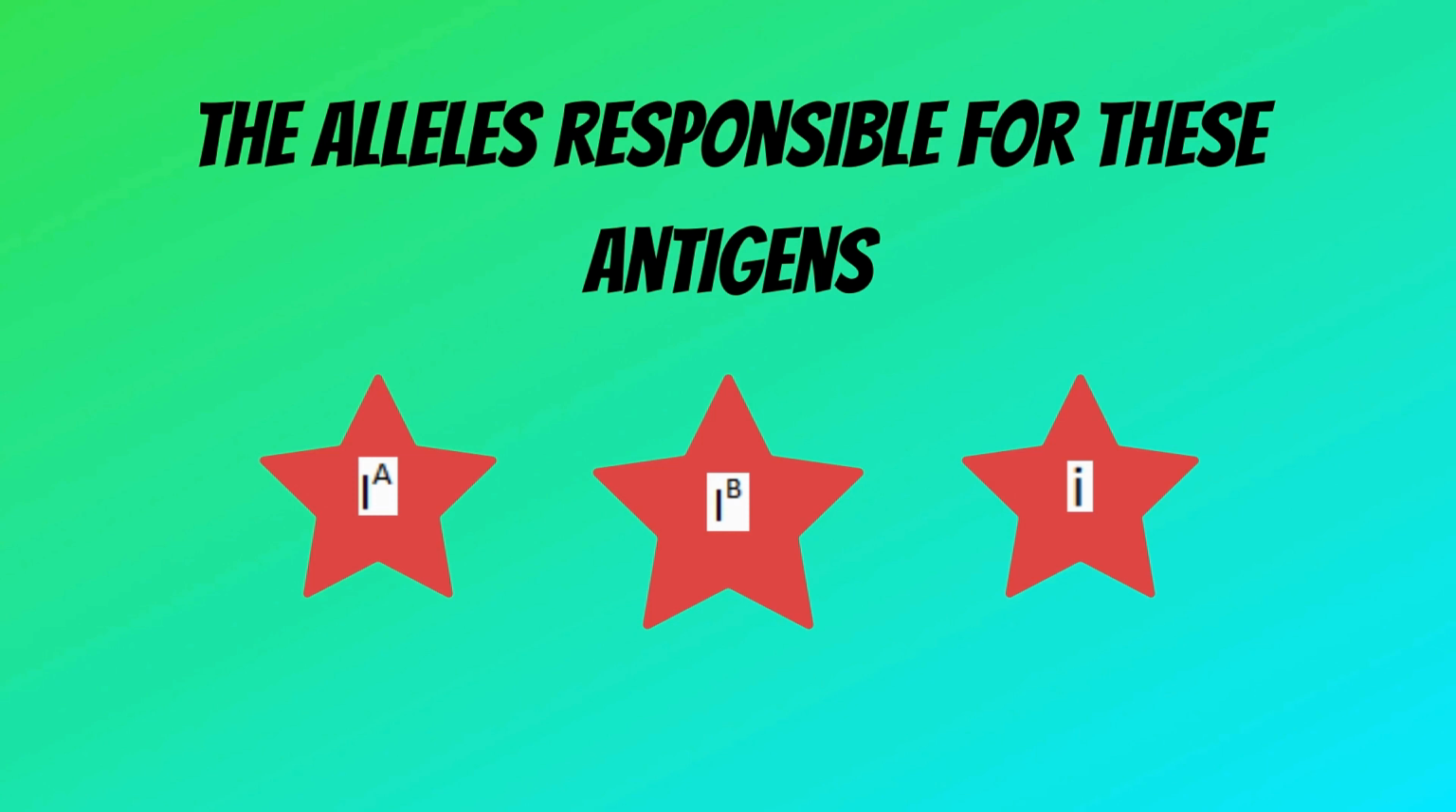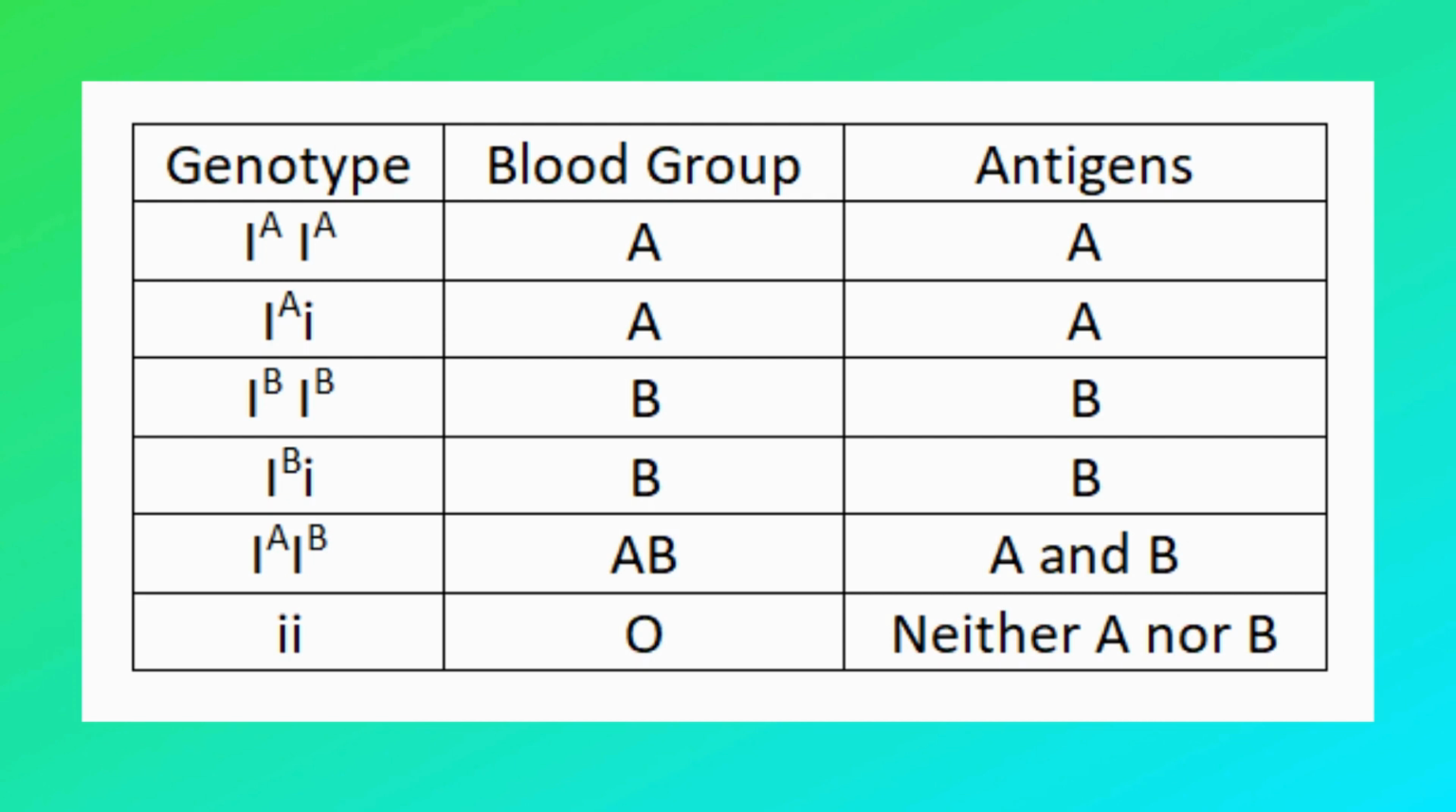The two alleles IA and IB, that is, capital I superscript A and capital I superscript B, are the dominant alleles, whereas the small i is the recessive allele. The capital IA is responsible for the A blood group and capital IB is responsible for the B blood group. The absence of these two gives small i, which is responsible for the O blood group. So, let us see the table below to understand this concept even better.